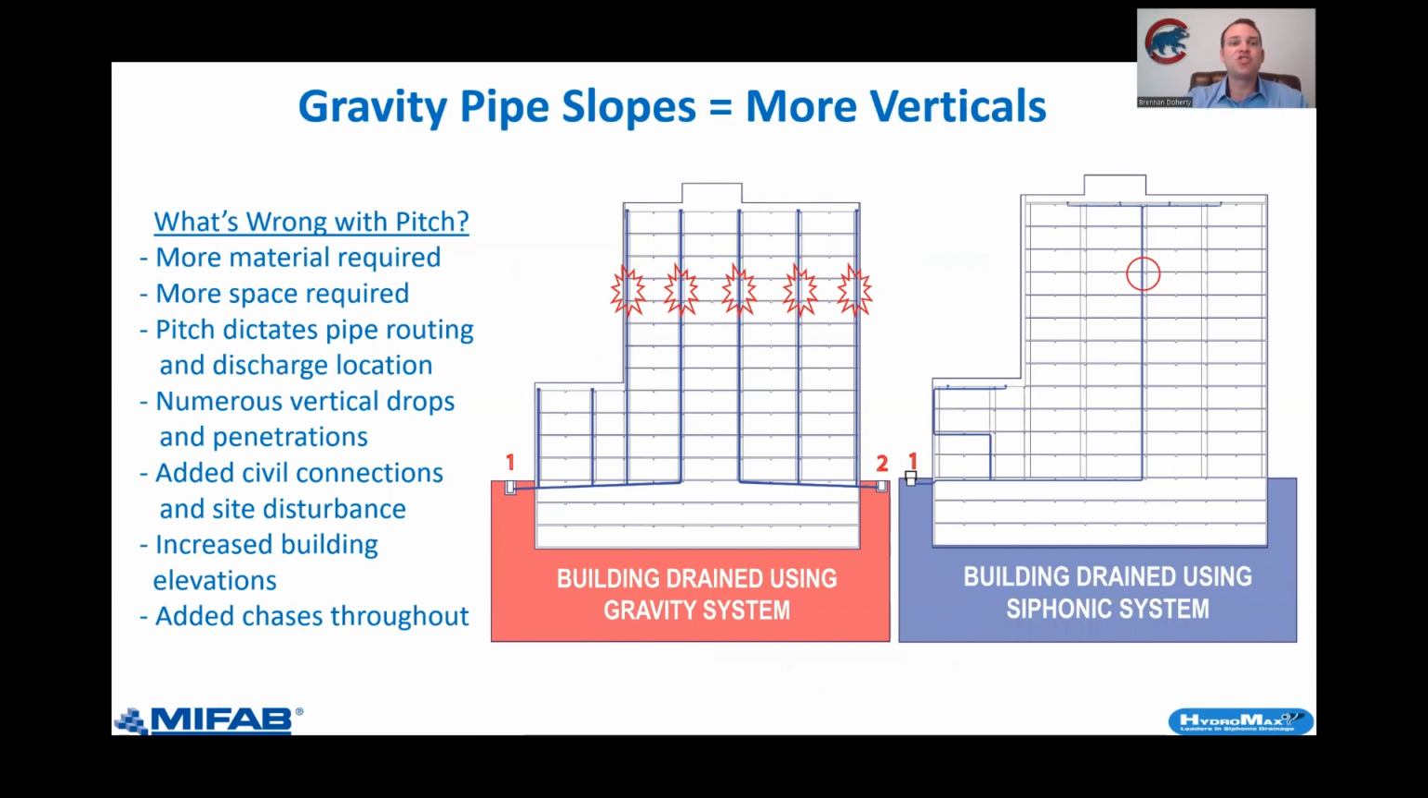The biggest issue with gravity is we're dictated by pitch. We can only go so far with that pipework before we get into livable space, at which point we have to drop vertical leaders all throughout our design. The intent for siphonic drainage is we want to collect everything up at this top roof level, routing it to one vertical drop, where we can then also define where we want our civil connection to be, rather than gravity dictating it for us.